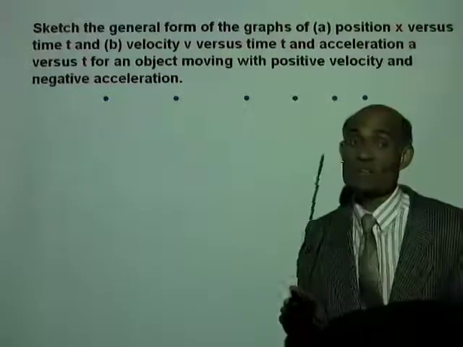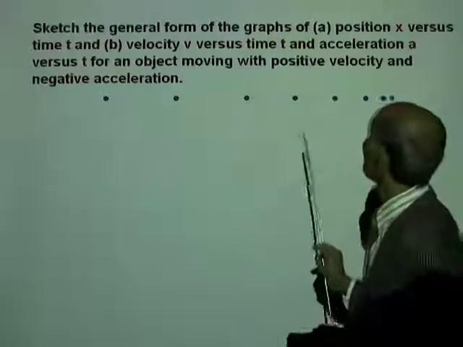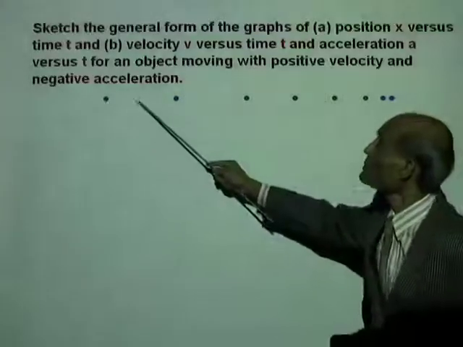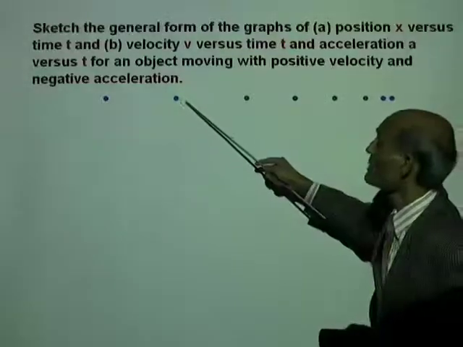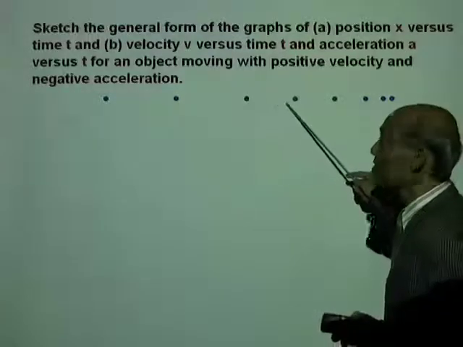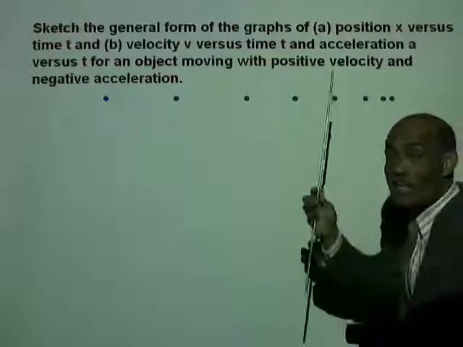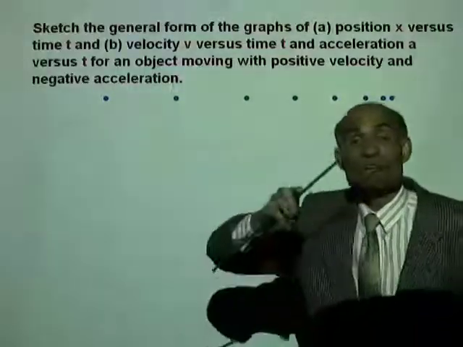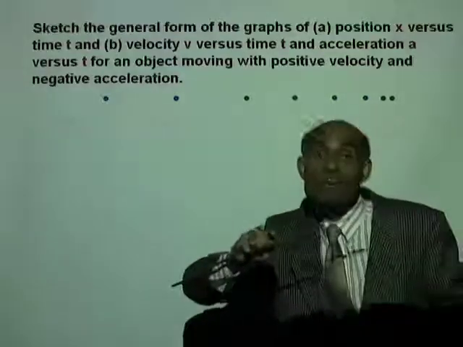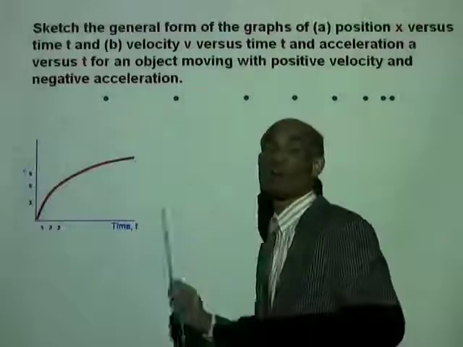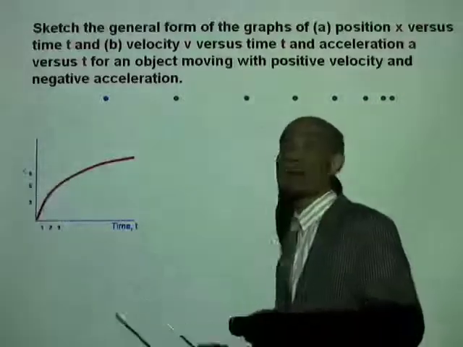So if the acceleration is negative, if you look at this, if this is the displacement in the first second, the displacement in the second second is smaller, the displacement in the third second is even smaller, each time the displacement gets smaller and smaller. So the position graph will therefore be concave down. That's the graph of position against time.